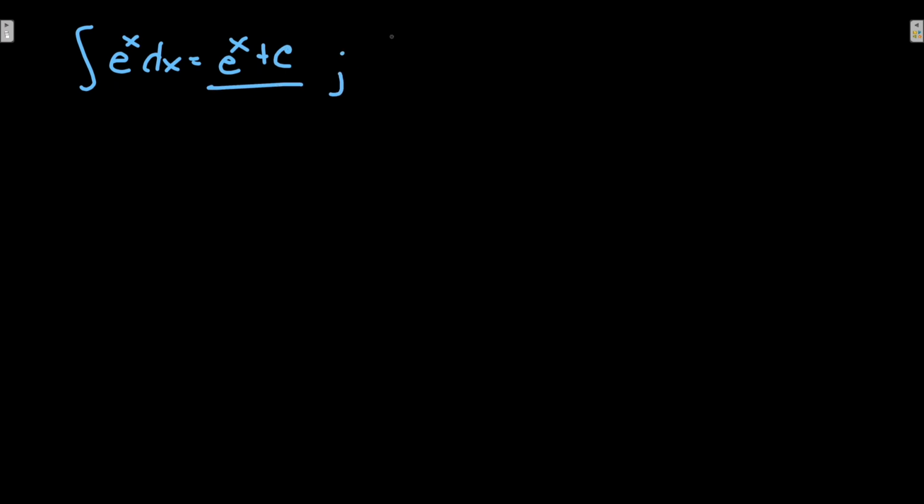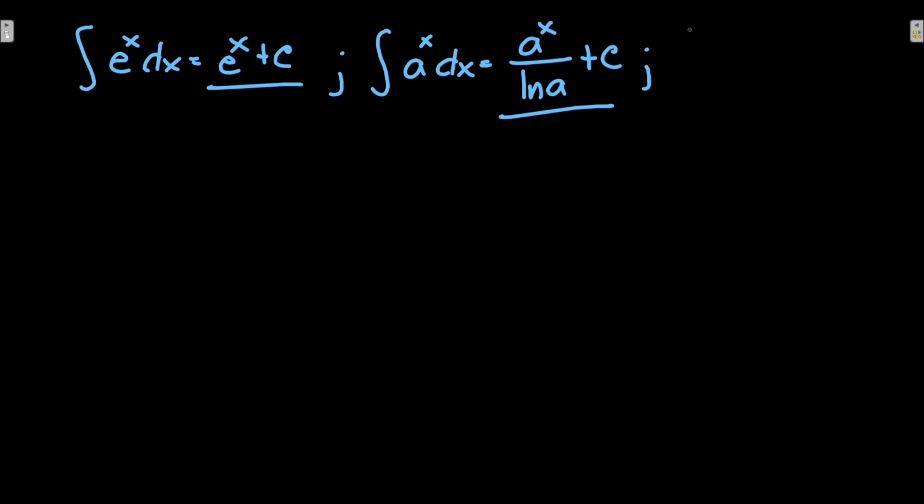The second one would be the integral of a, which represents a constant or a number, to the power of x dx would be equal to a to the power of x over the natural log of a plus c. The third formula for this would be the integral of dx over x would be equal to the natural log of absolute value of x plus c.